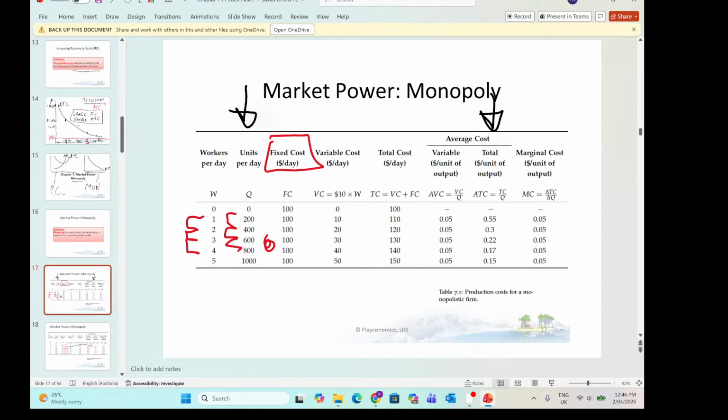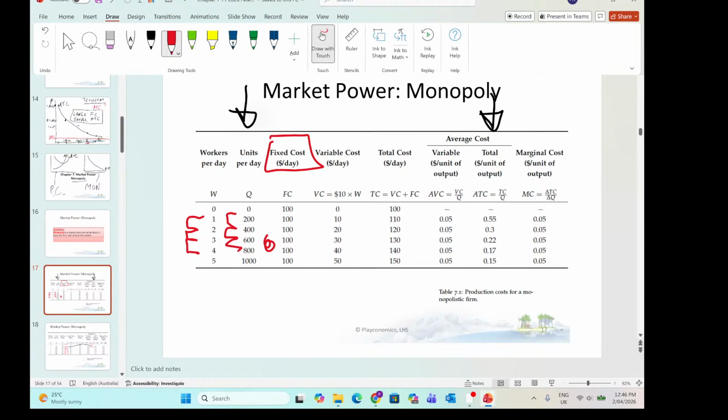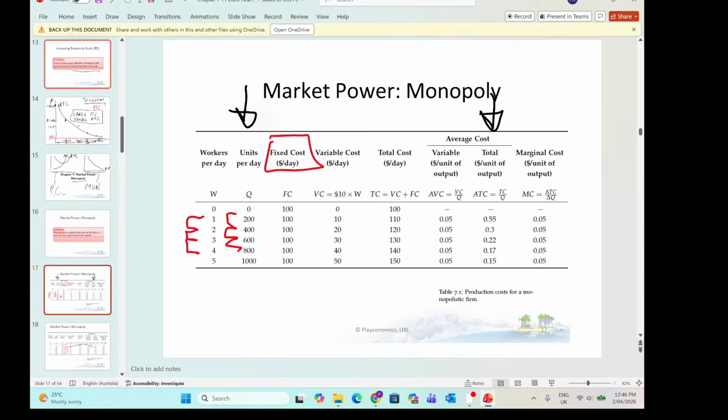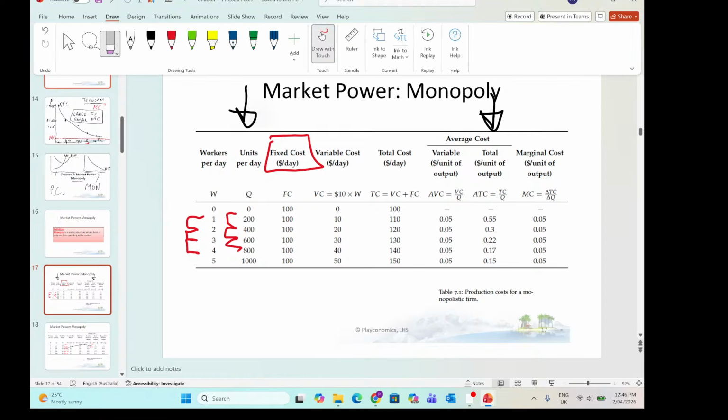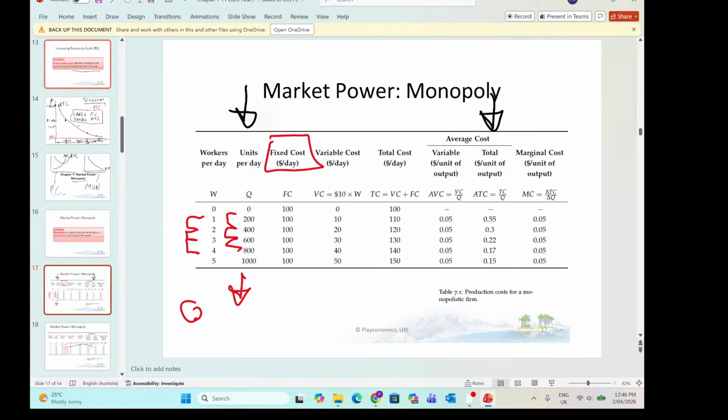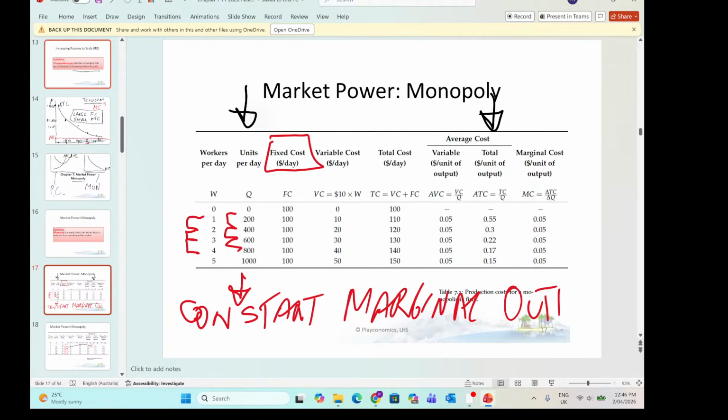So the marginal output there is 200. It's a very bad attempt to write 200. I won't even bother, but you can see that each time we add a worker, there's a constant marginal output. There's a constant marginal output. And that constant marginal output is 200.